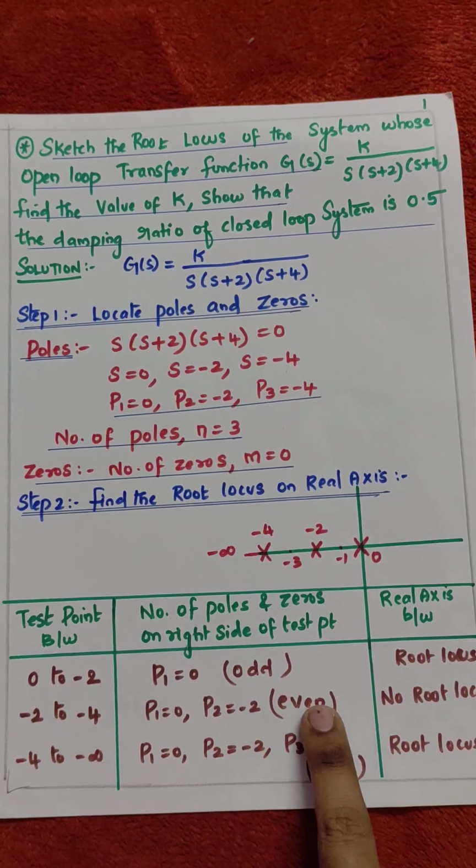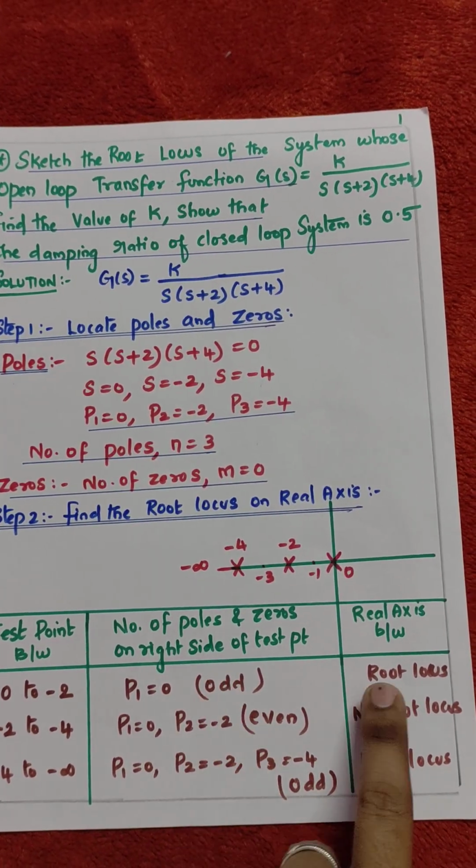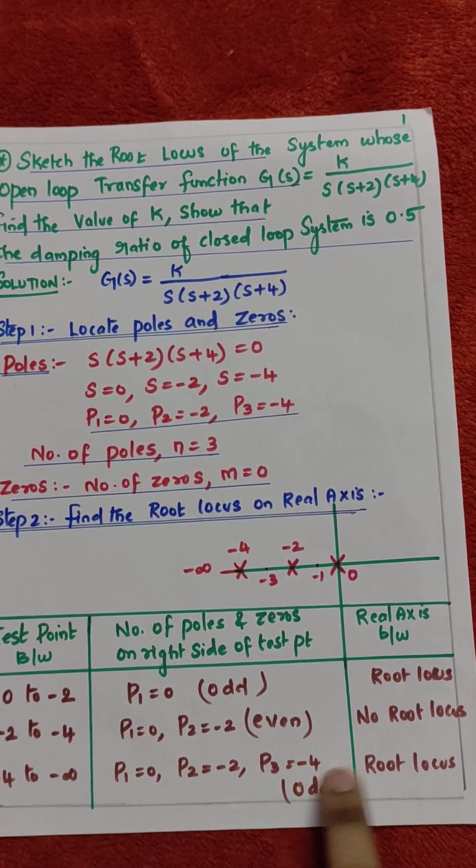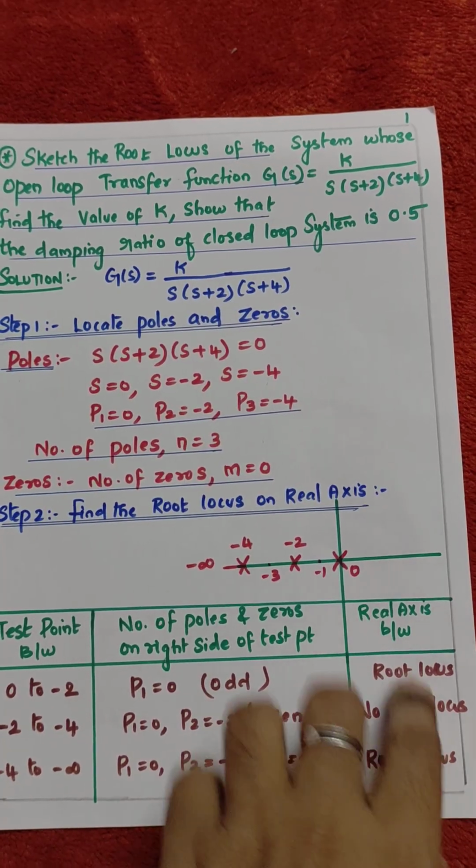So this is odd, even, odd. Only for odd, root locus is there. Again for odd, root locus is there. For even, no root locus.